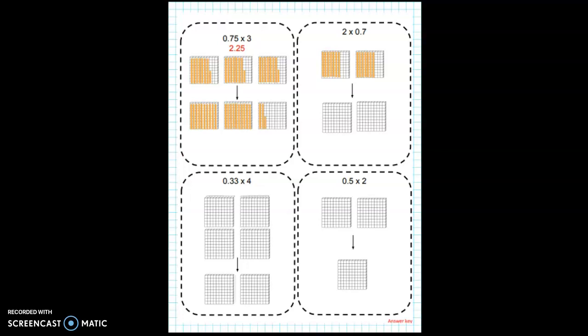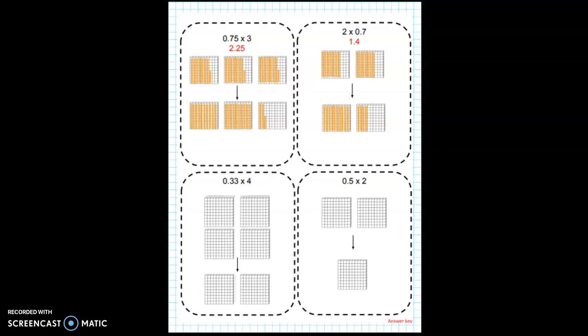Next, we combine 7 tenths and 7 tenths on the grid below. That means 14 columns are colored in. So we have 1 whole and 4 tenths more for 1 and 4 tenths.